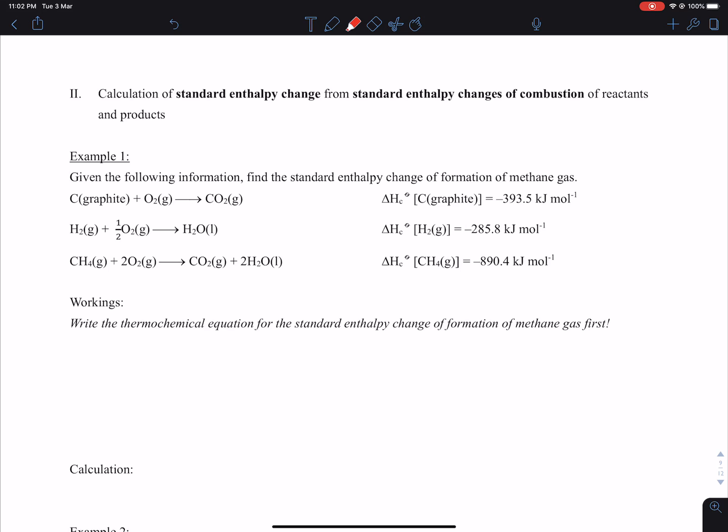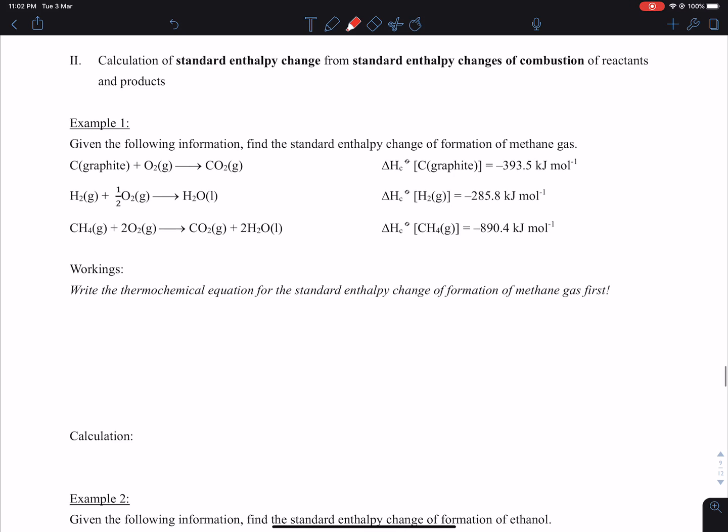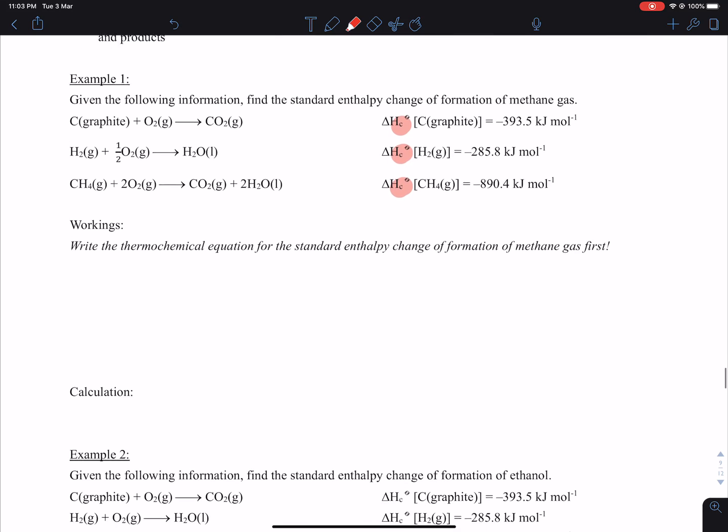Okay, so this part is very similar, except for one thing. You can see all the numerical data given is combustion data. And in this case, you're always calculating the equation for formation. But okay, wait a minute. Let's try to work out example 1 together.